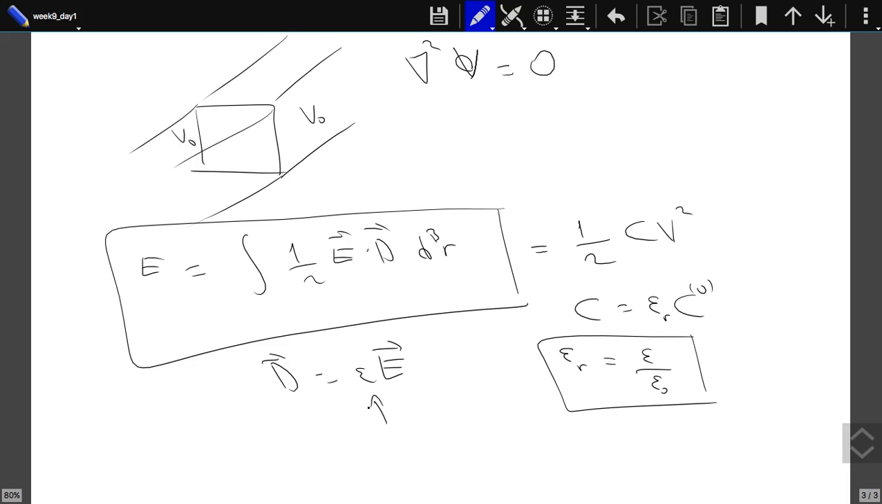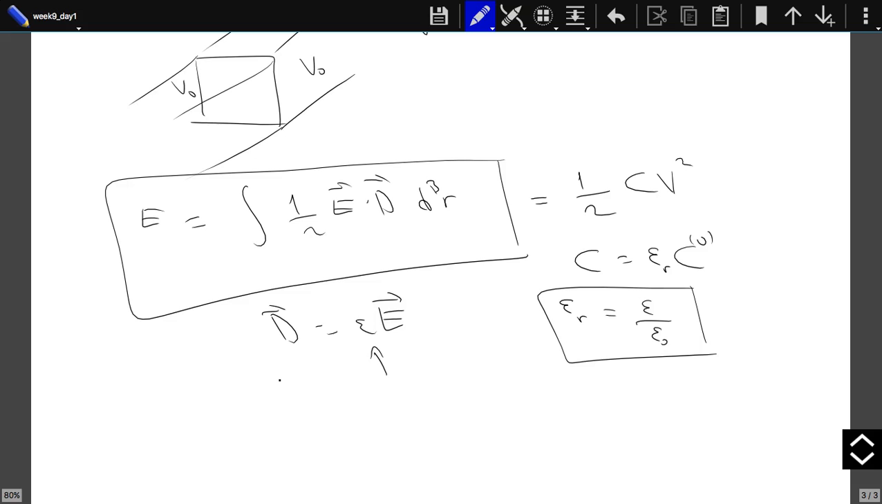No, the polarization is over here. The effects of the polarization are all parameterized in that epsilon, the permittivity.